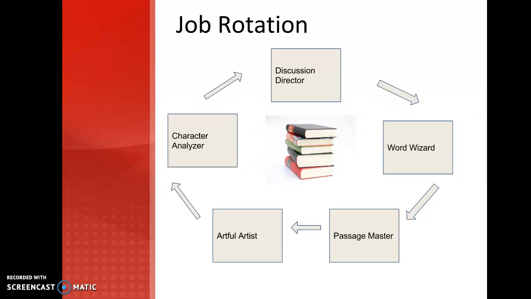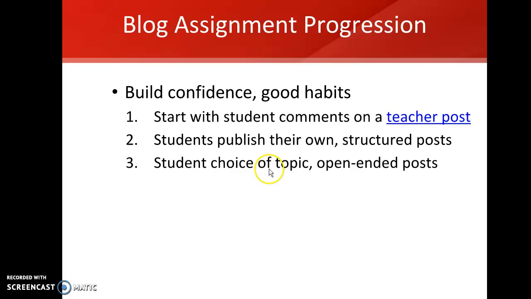And the job rotation briefly gives you a visual of how you would rotate through the different roles and to be able to ensure you're performing each one of them as you read the book. The blog assignment progression would really start to build confidence and good habits. We're going to start with the teacher post, just commenting on a teacher post, and again, that's addressed later in a tutorial. Then students will move on to publishing their own structured posts, and then have a choice of topic on open-ended posts, really building that choice in there.